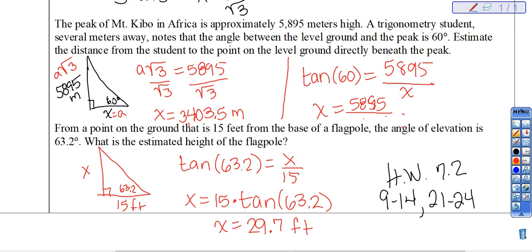Okay, so there's the 2 pictures drawn for each word problem, and then in the first problem right here, I used the rule for the 30, 60, 90, and I also went ahead and used tangent of 60 and used trig, depending on what you were more comfortable with. On the second one, I didn't have special triangle rules because it was a 63.2 degree angle, so I did have to use the tangent because I wanted the opposite and I had the adjacent. So I used tangent of 63.2 equals x over 15, then I solved for x.